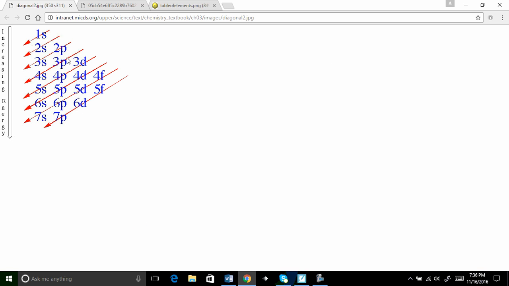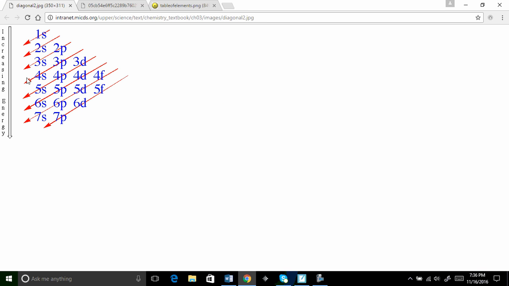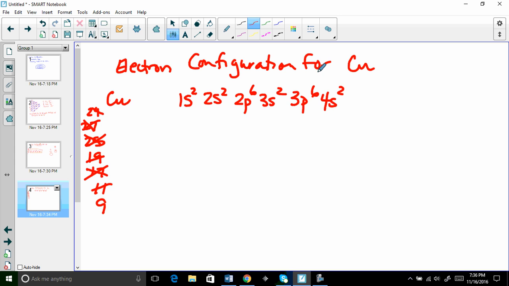Back here, what fills after 3p? Just follow the yellow brick road, or follow the diagonal, 4s. S orbitals hold a maximum of 2. 11 minus 2 is 9. And now life gets interesting. Why? Because what fills after 4s? 3d. Now this is the first time that a d orbital's come up.